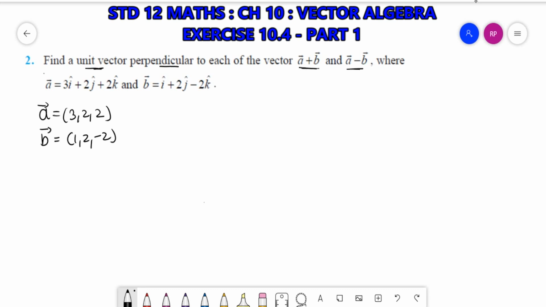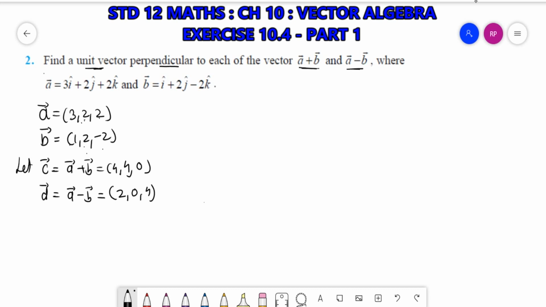So first let's find a plus b. Let c equal a plus b. So that will be 3 plus 1, 4; 2 plus 2, 4; 2 plus minus 2, 0. And let d equal a minus b. So that will be 3 minus 1, 2; 2 minus 2, 0; and 2 minus minus 2, that is 4. Okay, so now I have found the vectors a plus b and a minus b.